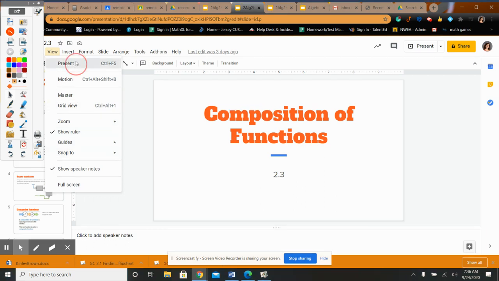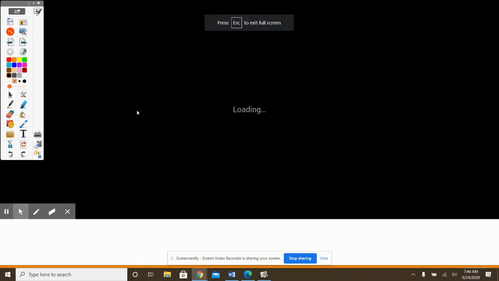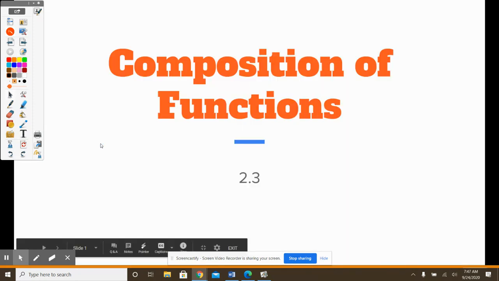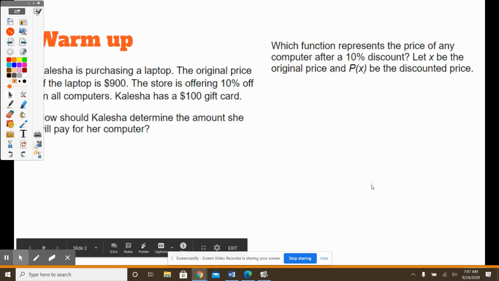Hello, everyone. Today we're going to be talking about composition of functions. This is a pretty big idea in Algebra 2. It shows up a lot on testing and stuff, so I think it's kind of fun and interesting. Make sure you ask if you have questions.